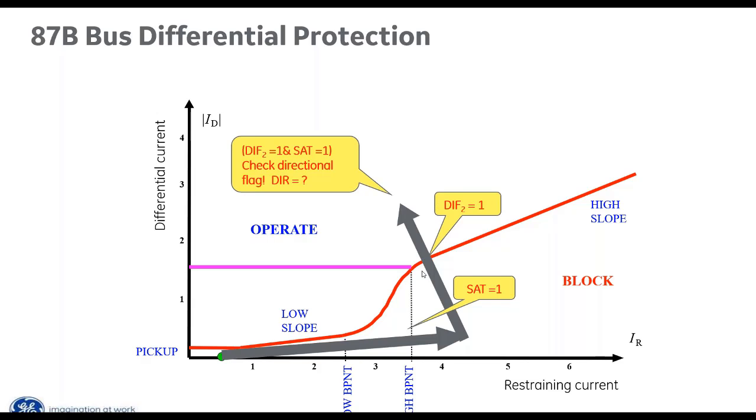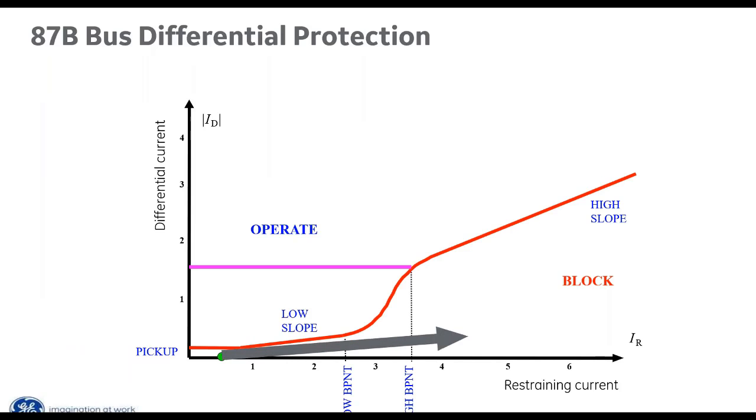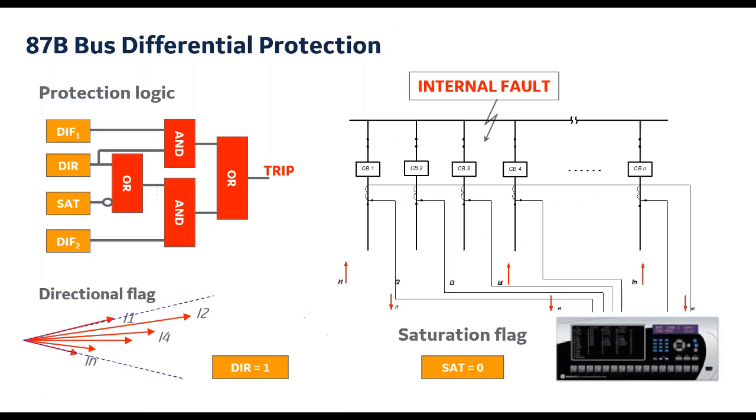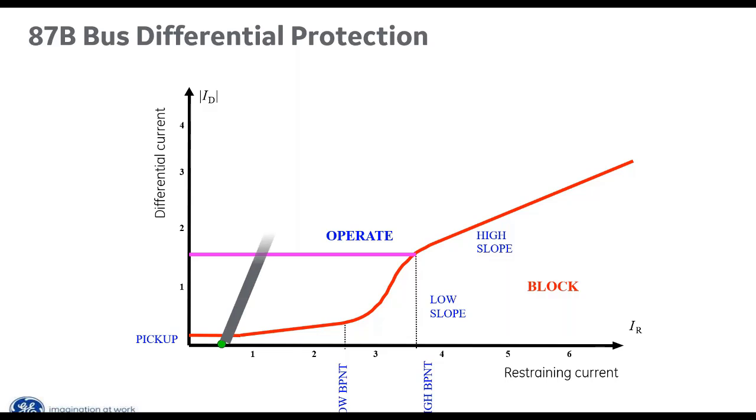And if it's an external fault, it should not operate because my direction flag that I showed in the previous slide will be 0. So it should not operate. However, if I have an internal fault, then all my currents are going to be about in phase with each other. And I should set my directional flag, but then my saturation flag is 0 because remember, I went straight up like this. So then I'm going to trip without any delay.